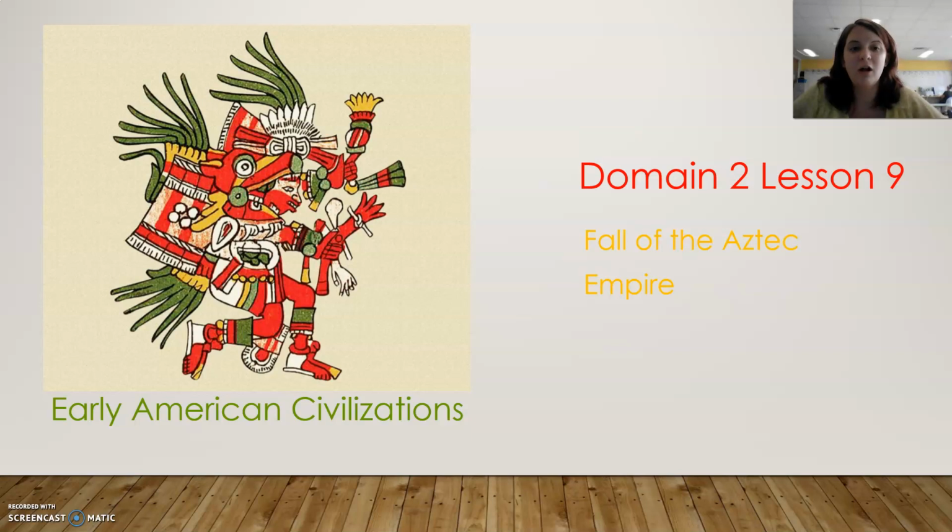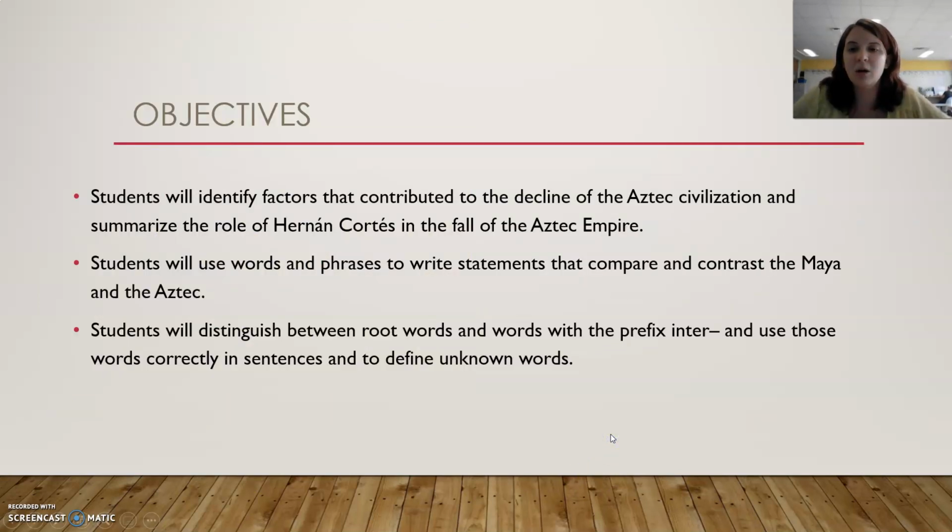Today we're doing the fall of the Aztec Empire. Our objectives for today are to identify factors that contributed to the decline of the Aztec civilization and summarize the role of Hernán Cortés in the fall of the Aztec Empire. We're also going to use words and phrases to write statements that compare and contrast the Maya and the Aztec. And we're going to distinguish between root words and words with the prefix inter and use those correctly in sentences.